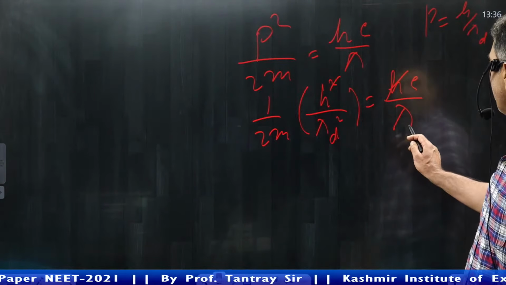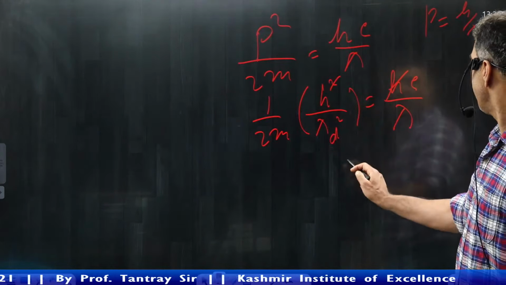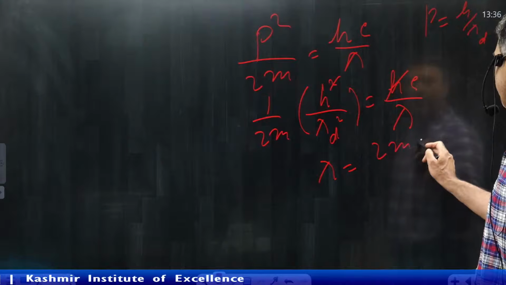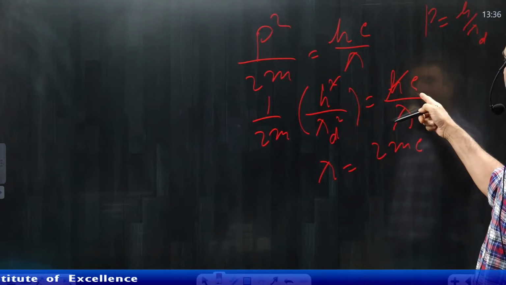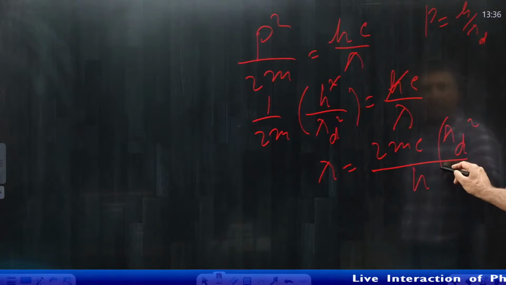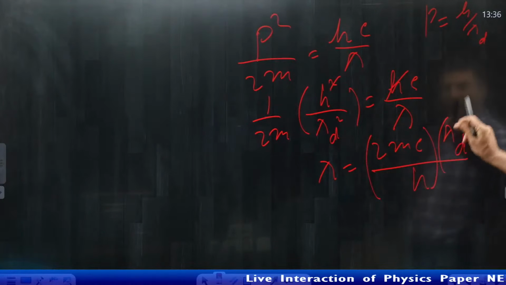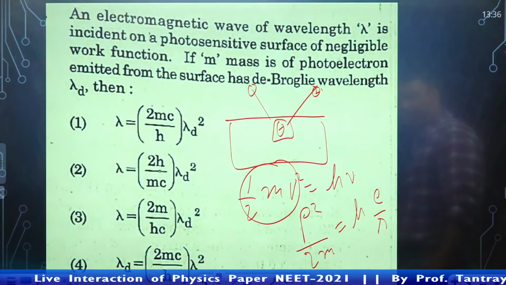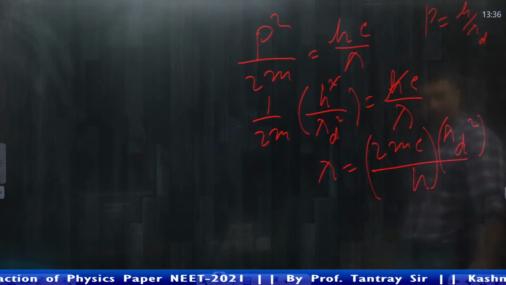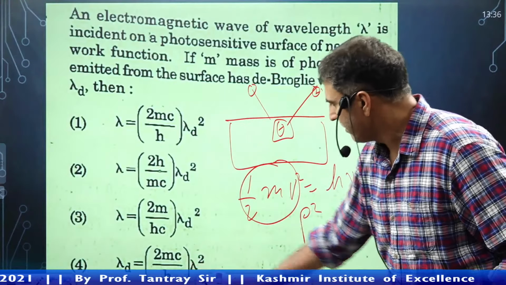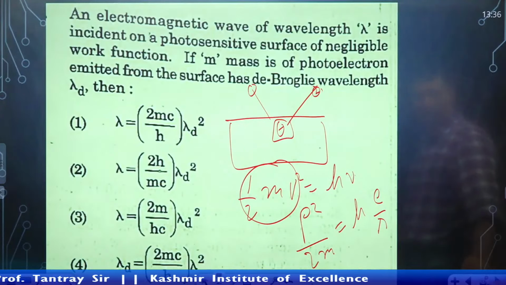Now h gets cancelled, so lambda is equal to this one. That is 2mc lambda d square by h. 2mc by h into lambda d square. Let me check out the answer. 2mc is either here or it is here. 2mc by h lambda d square. Okay.